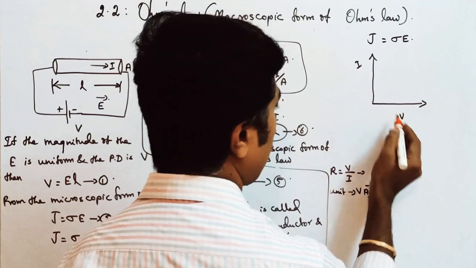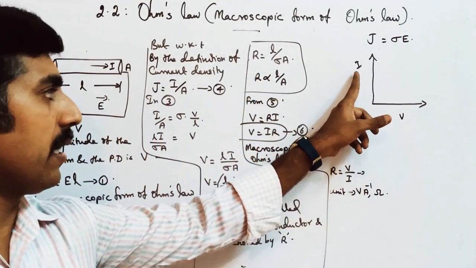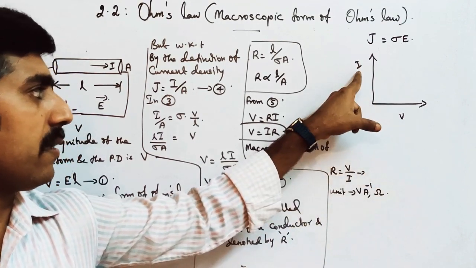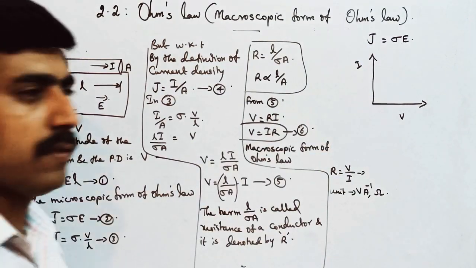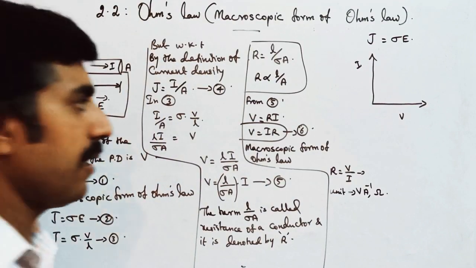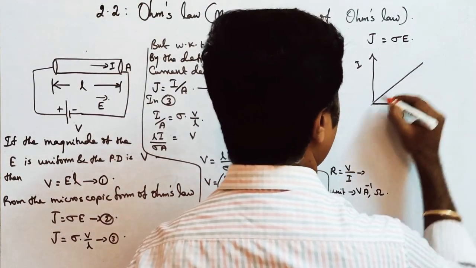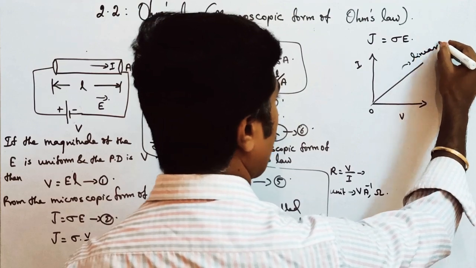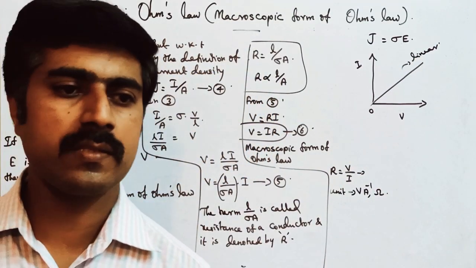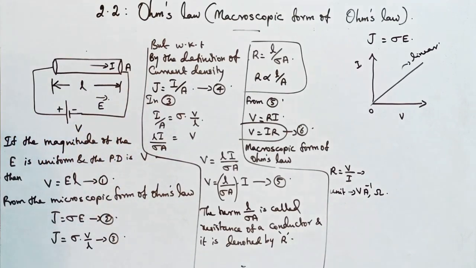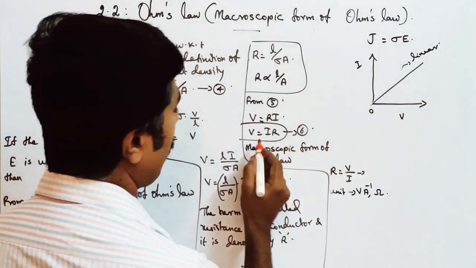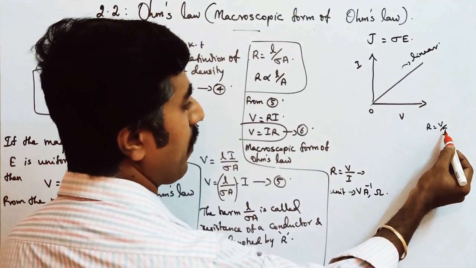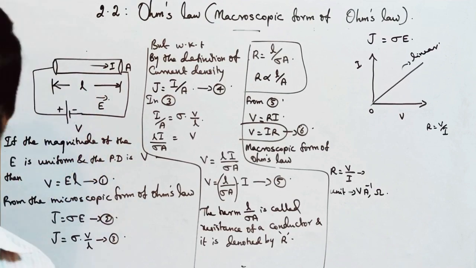Suppose we plot a graph between the potential difference and the current I: the potential difference should be on the x axis and the electric current on the y axis. The graph should be a straight line through the origin, linear. Such materials obey Ohm's law. From V equal to IR, R is equal to V by I. If it is a straight line, the ratio of V to I is the same, so the resistance is constant.